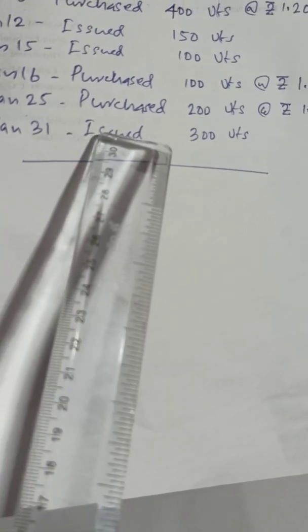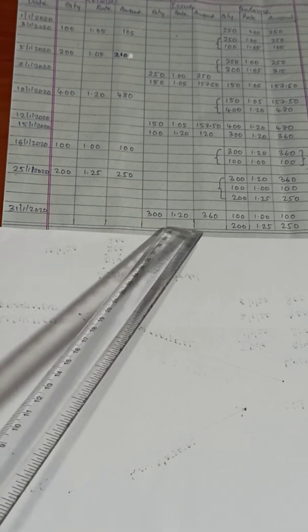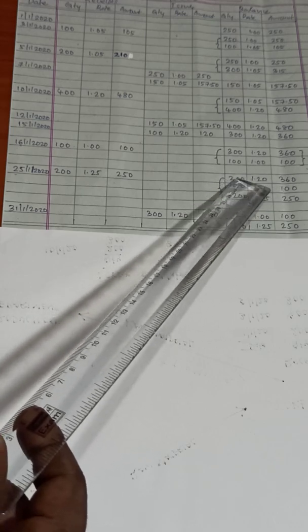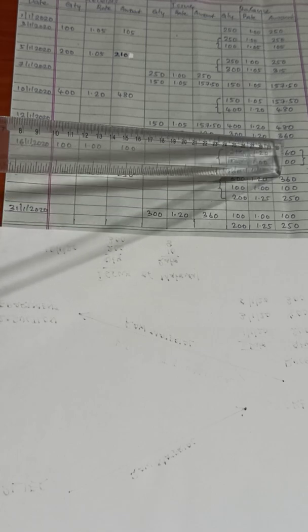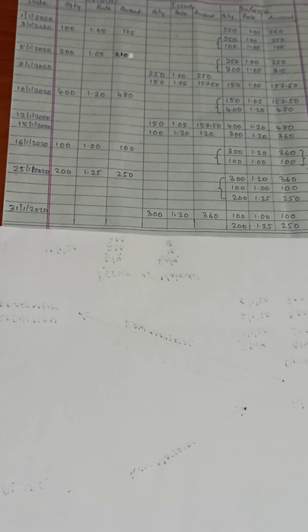Next, on January 31st, there is a further issue of 300 units. These 300 are available in the first category, so we are taking it from there. 300 at 1.20, the amount is 360. What is the balance available? The 100 at the rate of 1 rupee and 200 at the rate of 1.25 are available. This is the closing balance, and that's all about the FIFO method.